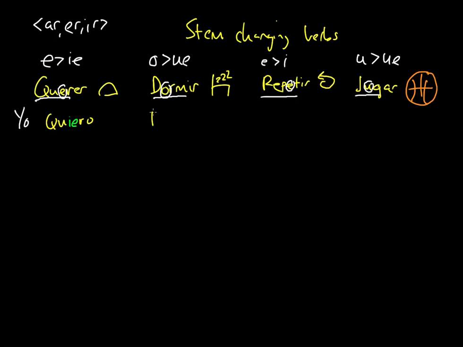Dormir, we're going to write the D. And now we are going to finish. Well, actually, we're going to take into account the stem change. So we're going to write UE. And now we're going to finish the verb. So we have duermo. The next verb, repetir, we're going to write REP.